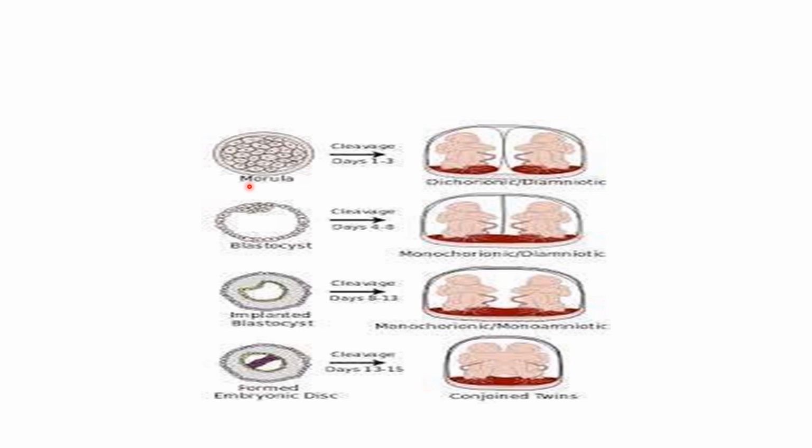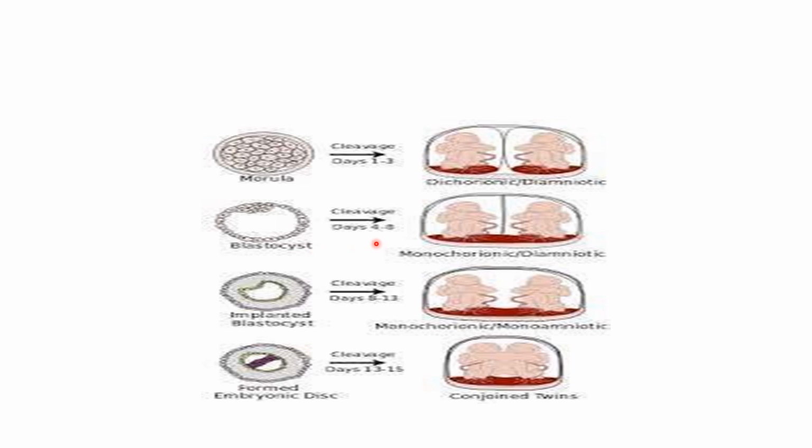So when cleavage occurs between day 1 and day 3, we form a dichorionic diamniotic, meaning two gestational sacs and two different placentas. However, later after the morula forms, we get the blastocyst, and in the blastocyst we have the inner cell mass, and the inner cell mass, where do we have the chorion?